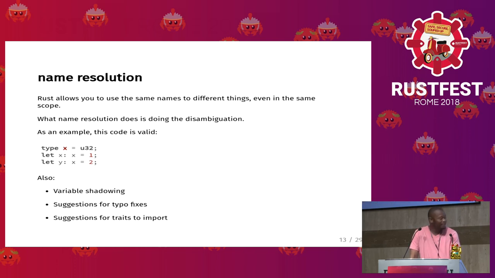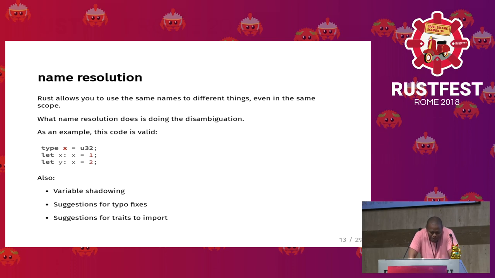If you take a look at that example, we use the same name X for multiple things. We create a type called X, and we create a variable called X as well. That will actually compile. What name resolution does is look at that code and notice that they are not the same thing, so it gives them different names. That's pretty much what it does. I took this example from the compiler guide, the rustc guide or something like that.